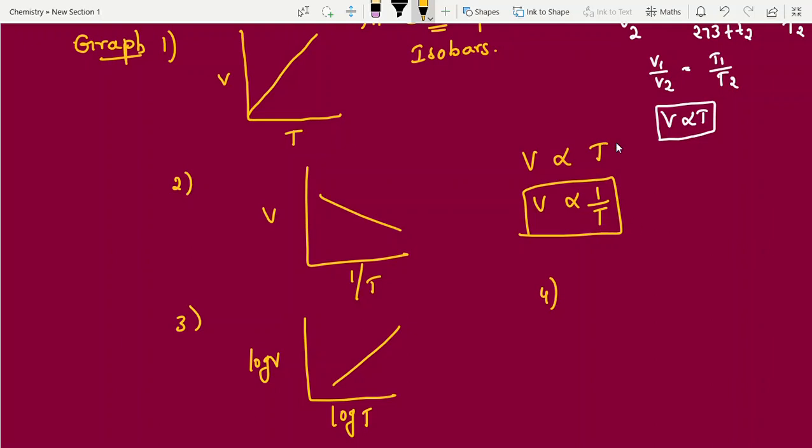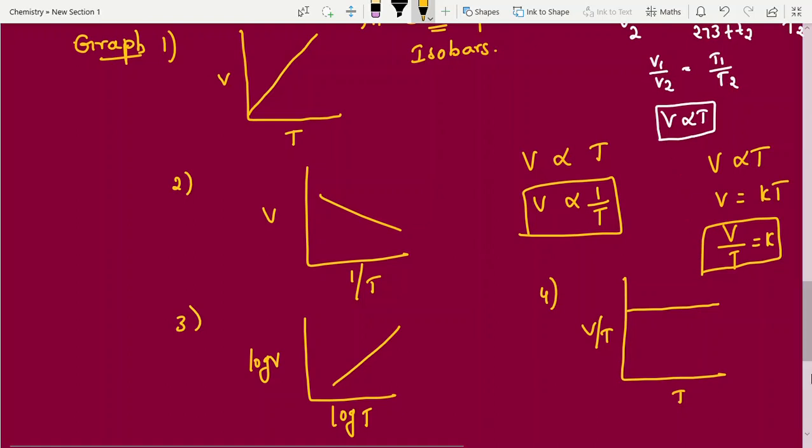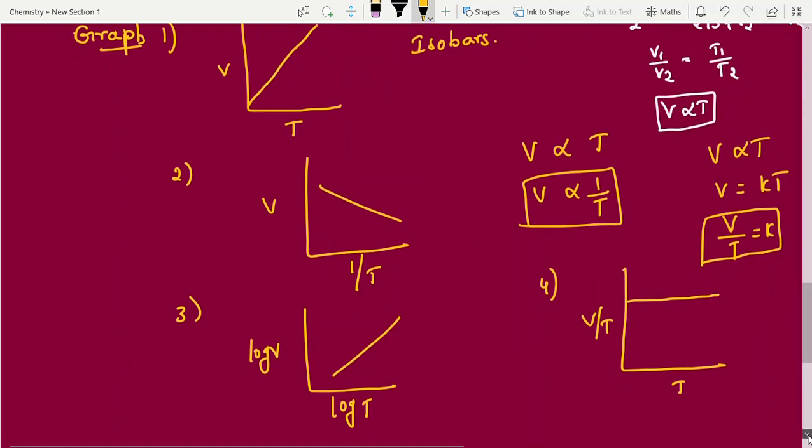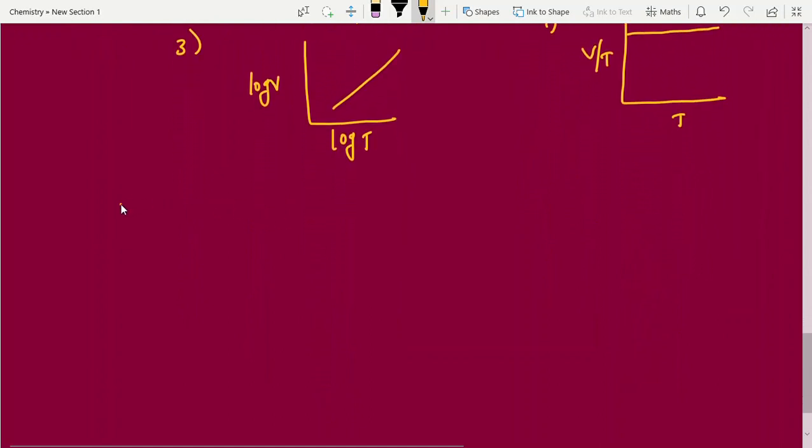So what is this? V directly proportional to T. Next, V equal to KT, so V by T equal to K. Now you can write V by T versus T, or else V by T versus V. What is the graph? Constant. Constant means it is parallel to the x-axis. That's it, students. Like this you will get questions. And the next one more, the most important graph which is frequently asked. Graph 5.